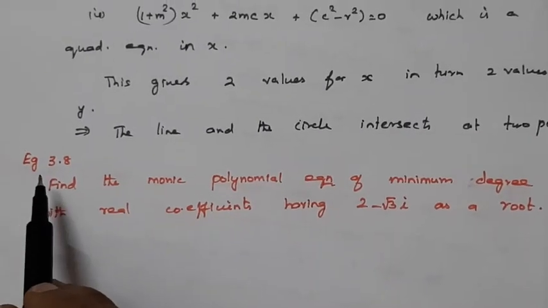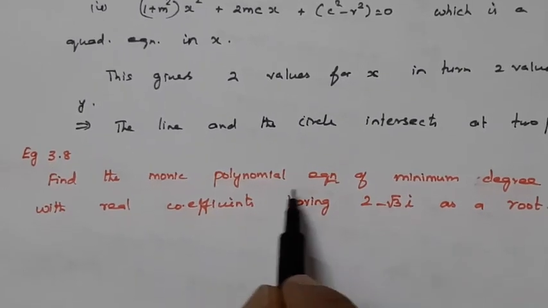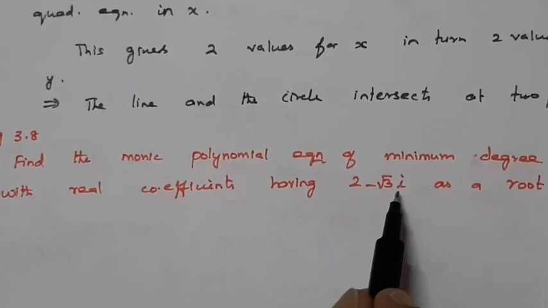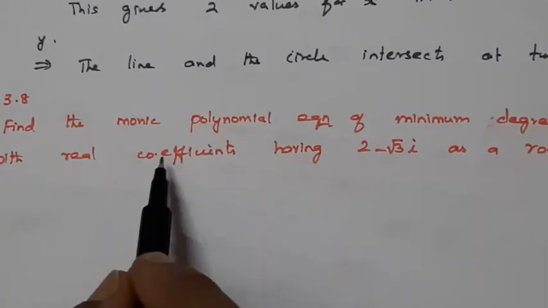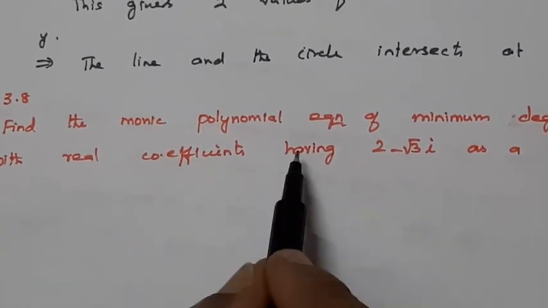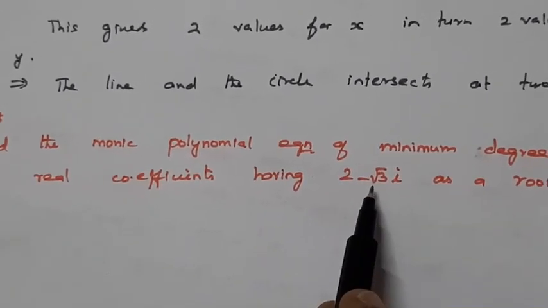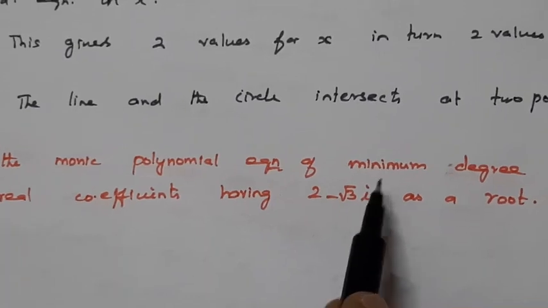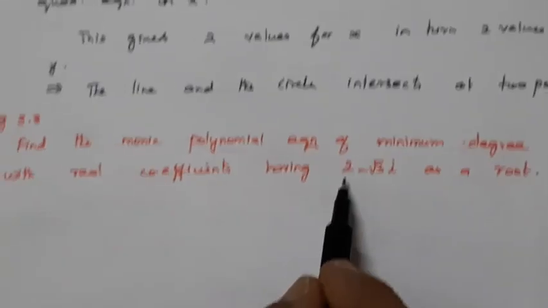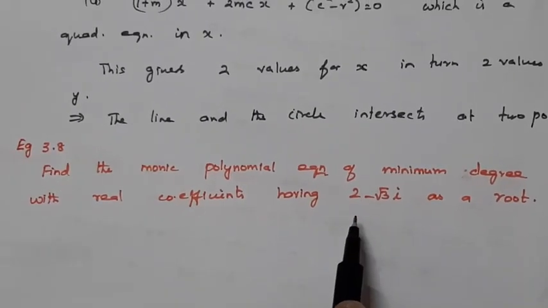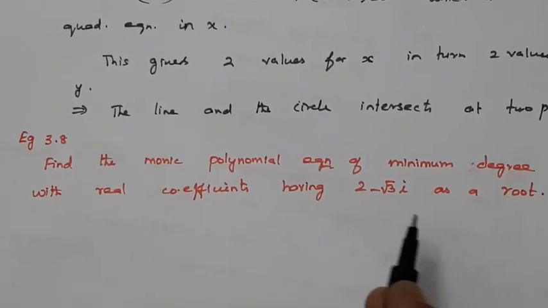Now let us go to example 3.8. Find the monic polynomial equation of minimum degree with real coefficients having 2 minus root 3i as a root. Okay. So you have to find the equation of minimum degree. One root is 2 minus root 3i. So complex conjugate with minimum degree means it will be a quadratic equation. Okay. So one root is 2 minus root 3i means the other root would be 2 plus root 3i. You know that complex roots occur in conjugate pairs, right?